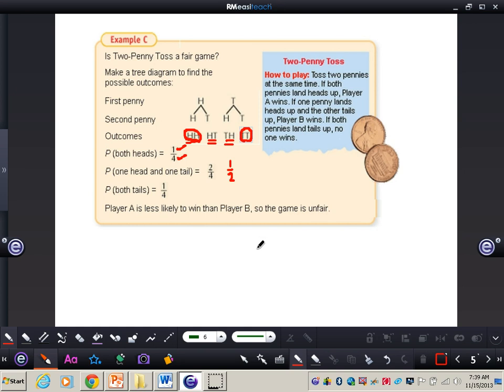Now it says player A is less likely to win than player B. We can take a look at that based upon the probability. So whenever there's not an equally likely chance when you're playing a game, it is always going to be unfair, unless it's an equally likely chance for a game.